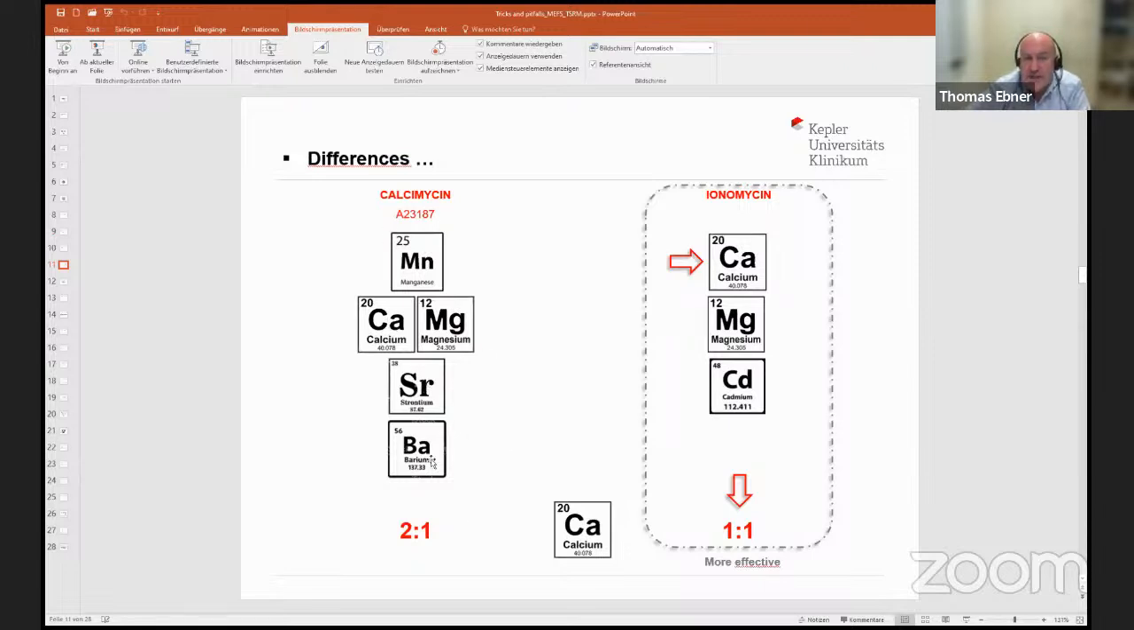So this is calcimycin. On the other hand, we have ionomycin, which has a much higher binding power to calcium itself. So this is definitely a benefit. And it binds in a 1-to-1 ratio. One molecule of ionophore, of ionomycin in this case, binds one molecule of calcium. And in calcimycin, it needs two molecules of ionophore to bind one molecule of calcium. Definitely this has something to do with the concentration. And ionomycin in theory, and also in practice, as we know meanwhile, is more effective.